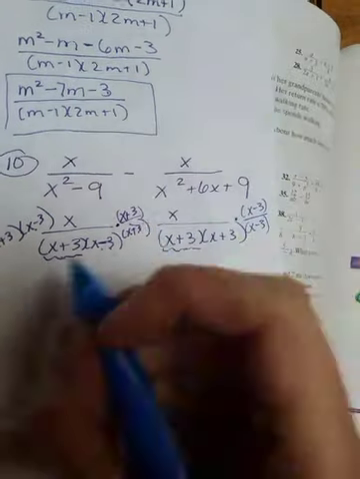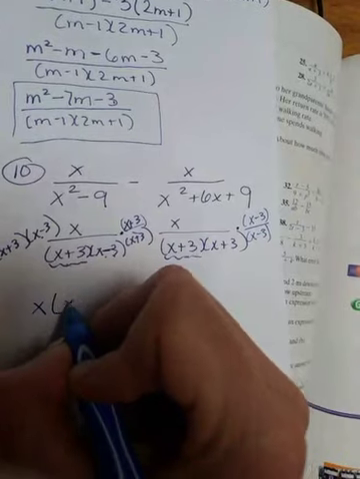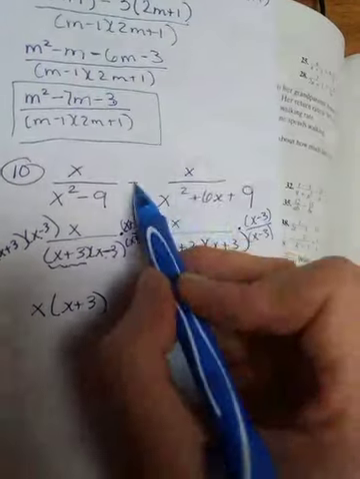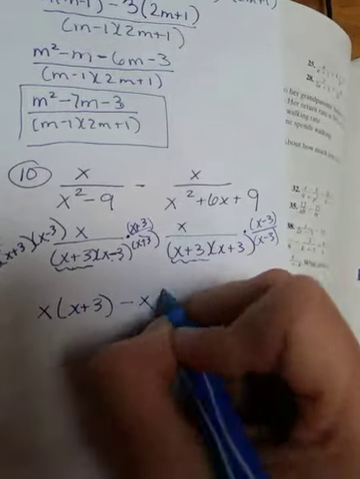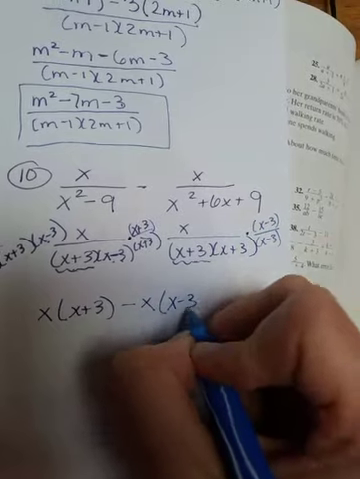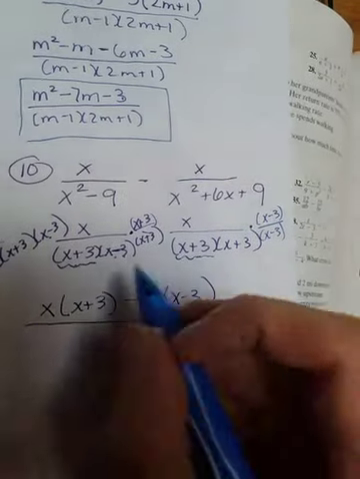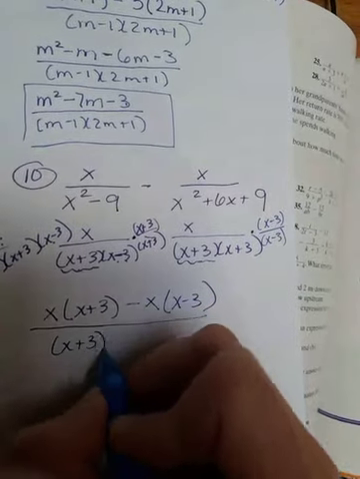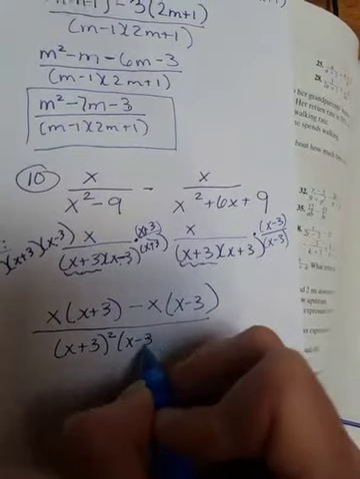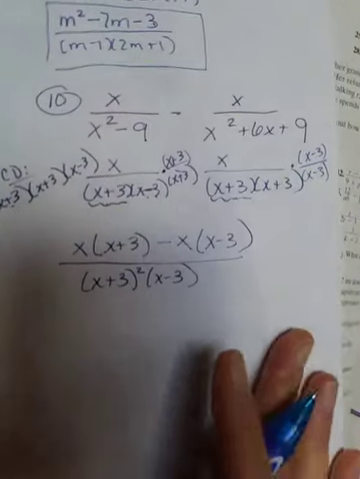Okay, so here we go. We have x times the quantity of x plus 3, and then remember we're subtracting x times quantity x minus 3 over x plus 3 squared. There's two of them. I have a lot to write. I don't feel like writing x plus 3, x plus 3.